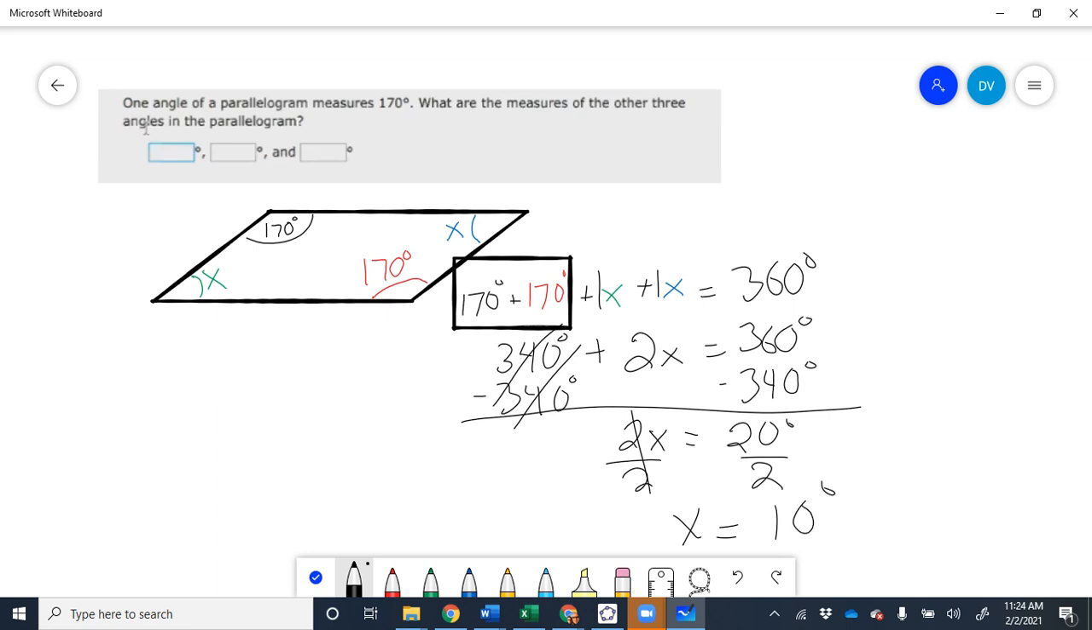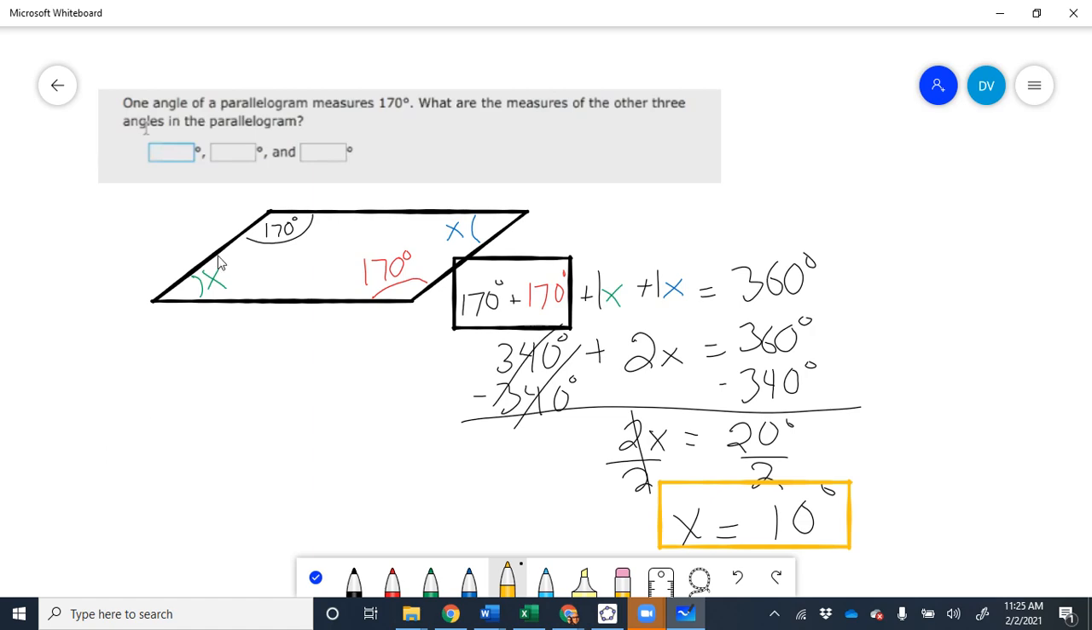Now, 10 degrees is correct, but it's not our answer. We needed to find it, but they didn't ask us what x is. What they asked us is what all the different angles are. So my question is, and I know you know the answer, but I want you to say it anyways. When we see the letter x, look in the yellow box, please. When we see the letter x, what are we going to write instead?